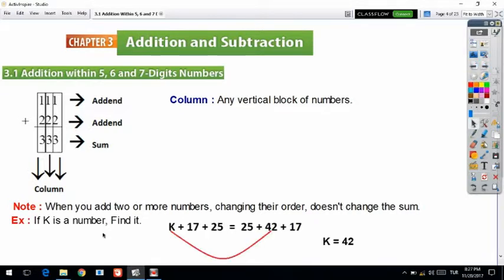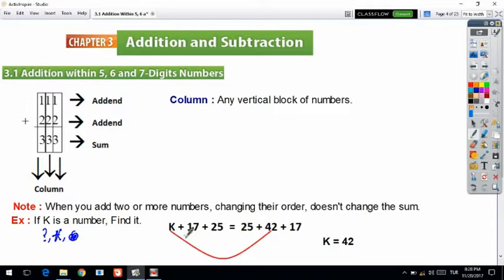If k is a number, it's changeable. It could be a question mark. Let me write it first: a question mark. Or it could be a star, or an apple. All of them show a digit, or a number.